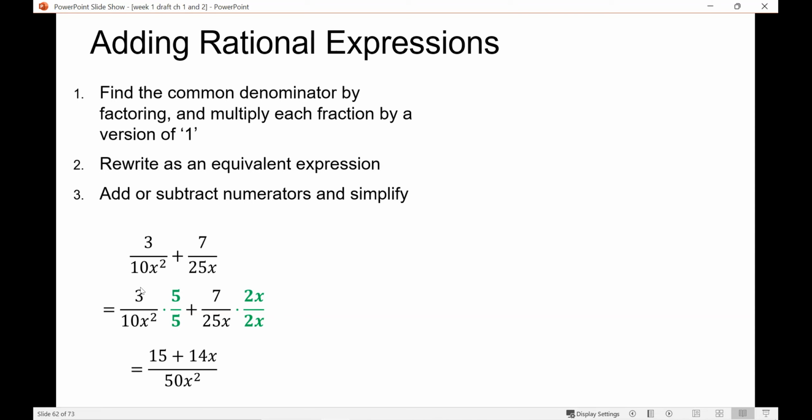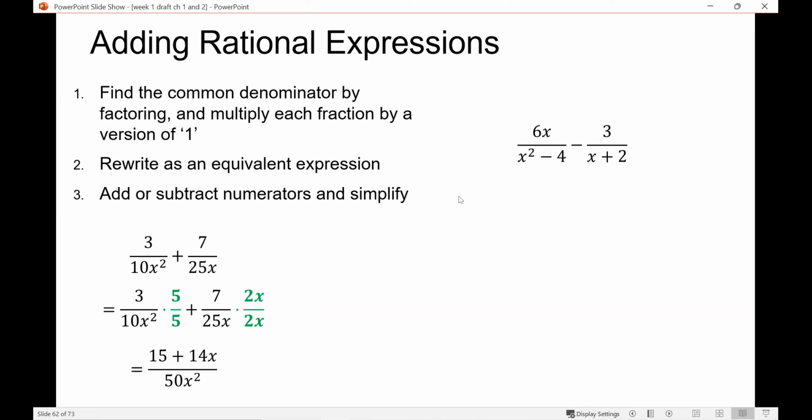The new numerator for our first fraction becomes 15. The new numerator for our second fraction becomes 14x. And once we have the same denominator, we can combine them as one fraction. The denominator is the same because that tells us the size of our pieces. The numerator we add together, that tells us how many pieces of that size we have. In this case, it's already simplified, so we are done.